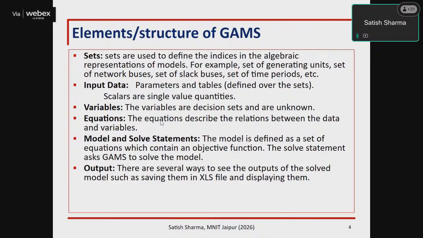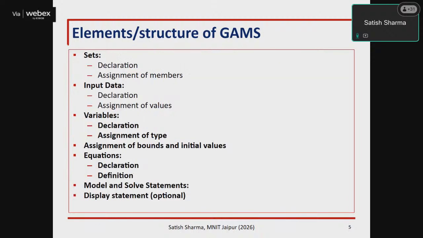Then we will write down the equations. Basically, we simply write down the equation exactly the same as we write it in our notes. Then there are the model and solve statements, what you want to do and what you want to solve, and then some output will be visible. So this is the structure of GAMS. First of all, sets: we declare sets and then assign the members in the set, that is, how many members are there in a particular set.